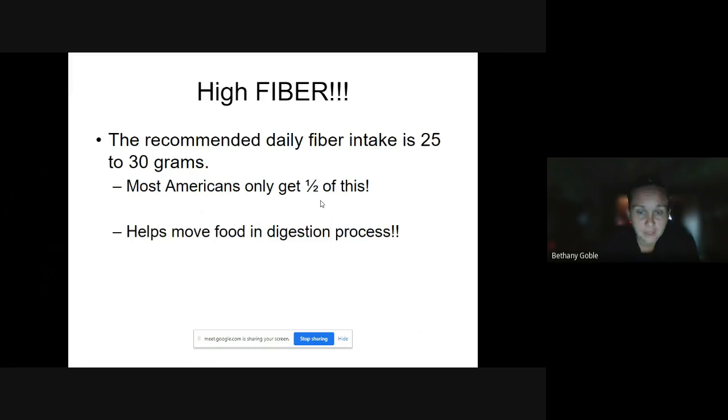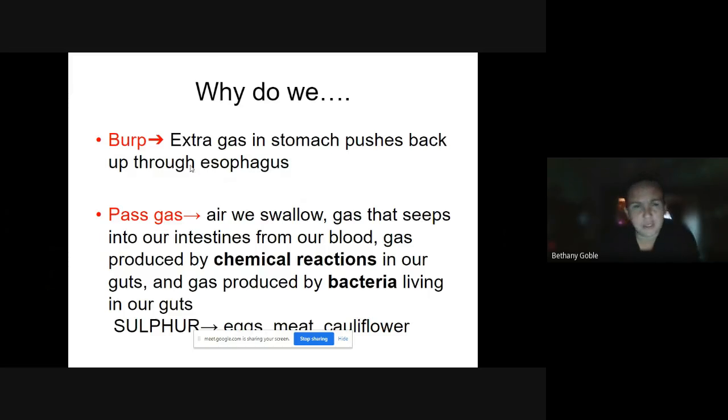All right. Okay. So I always add this because people always ask me, why do we do this? So why do we burp? Well, it's when you have gas in your stomach and it pushes back up through your esophagus. So it's sort of like heartburn, but it's just gas, and then you burp it out. Okay. Why do you pass gas? Why do you fart? Well, it's the same thing.